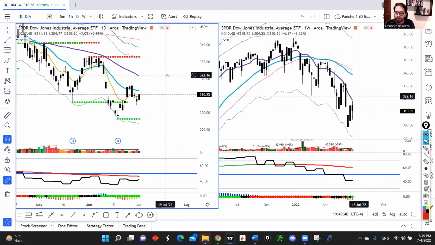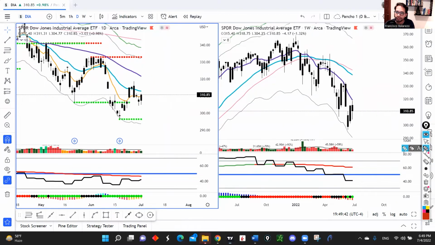And by looking at the DIA, basically we have the same, right? This is what I find fascinating about how helpful understanding stage analysis is. This is the Dow Jones ETF, but if we go here, the market was telling us that it was changing trend by just looking at price, right?